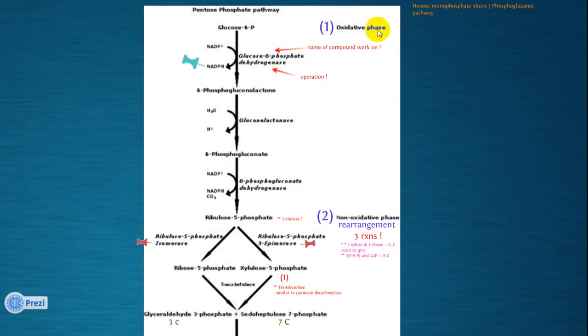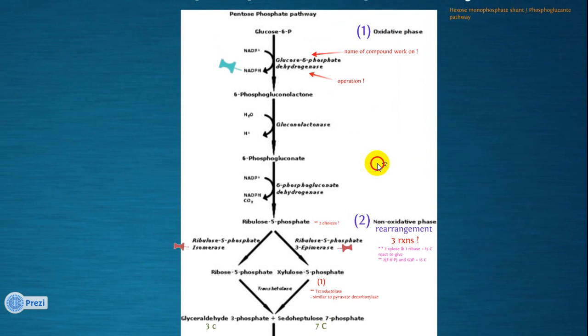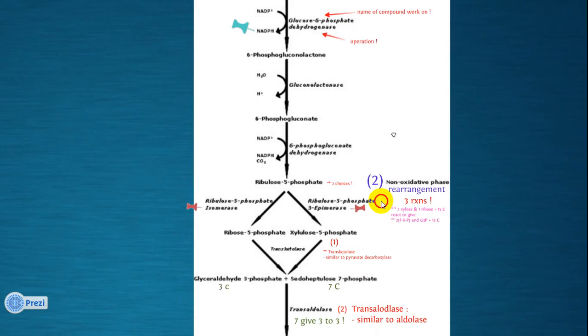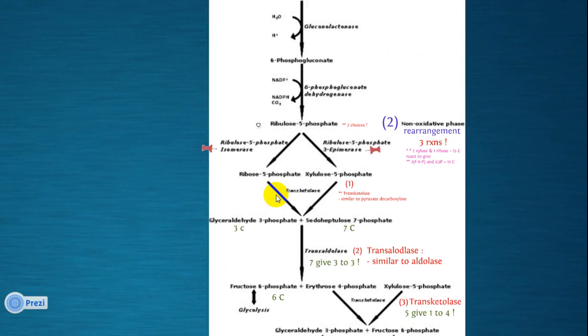The first part is the oxidative phase. The second part, we call it non-oxidative or rearrangement reactions. Okay, so we have a pathway called phosphopentose, and we will divide it into 2 parts, oxidative and non-oxidative. Now, another hint: this pathway is not for producing energy. We are not dealing with energy and we don't care about energy in this pathway. Okay, so you will not see ATP here or anything.